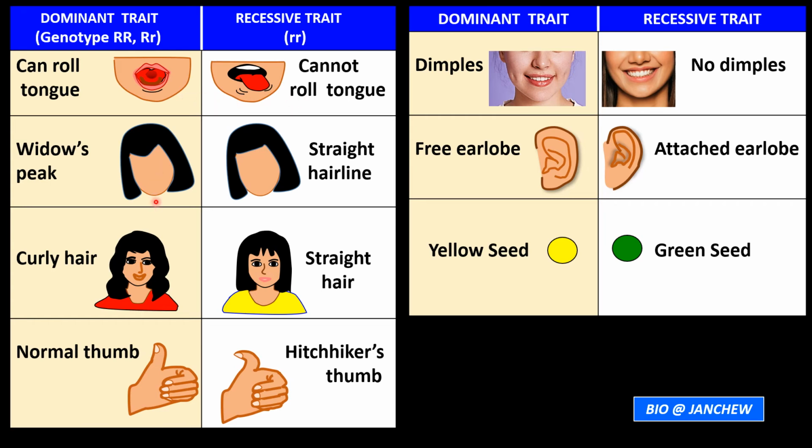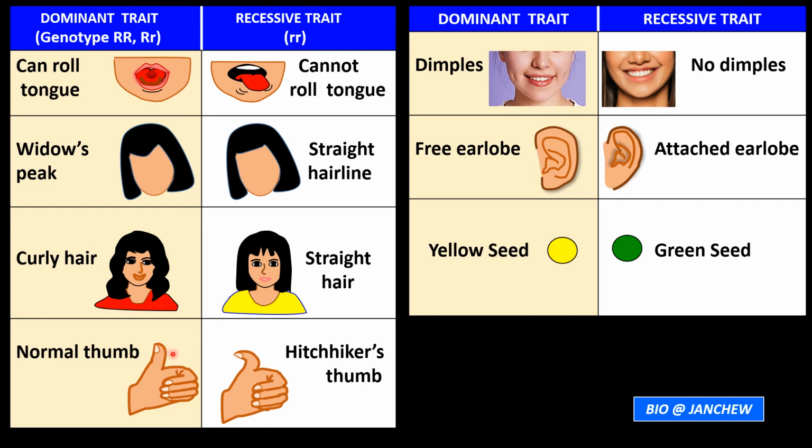And then for the second case, widow's peak means that the hairline is V-shaped when the hair is pulled back. And that's a dominant trait. The recessive trait is straight hairline, where there is no V-shaped hairline. Curly hair is a dominant trait, and straight hair is a recessive trait. So most probably, if a person has curly hair, one of the parents will show the dominant trait too, at least one. Could be both parents, or maybe one of them will show the curly hair trait.